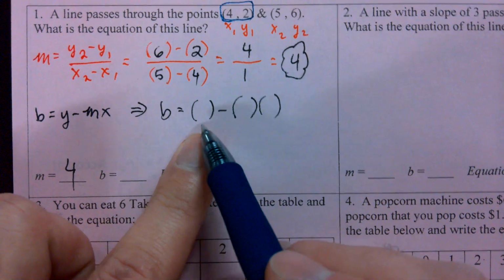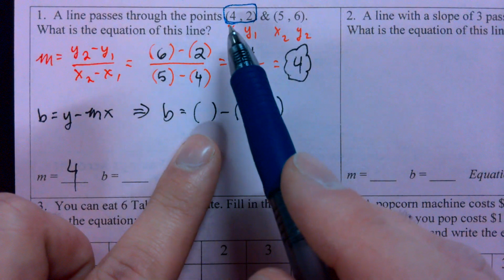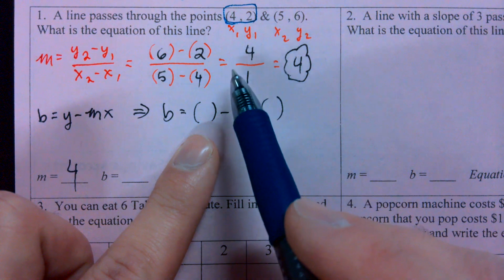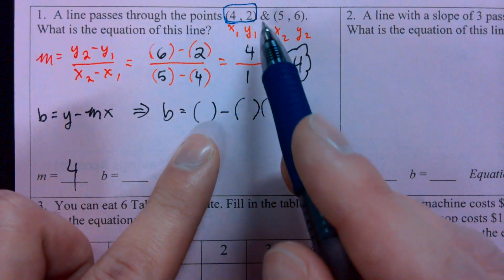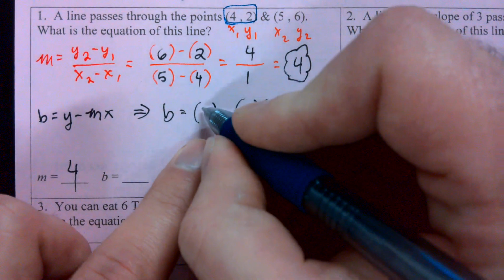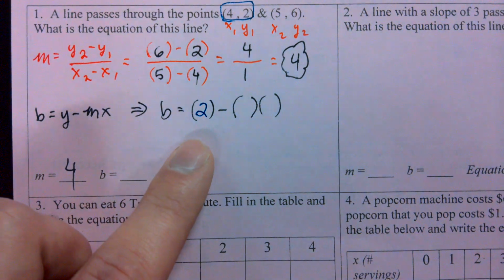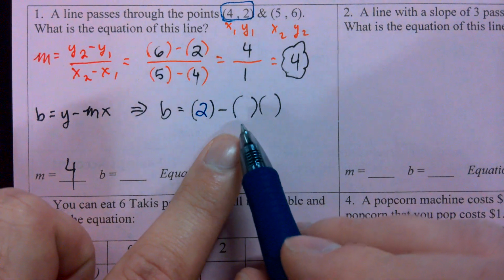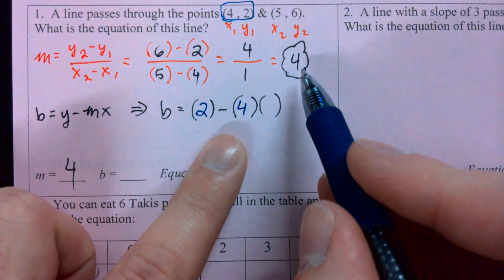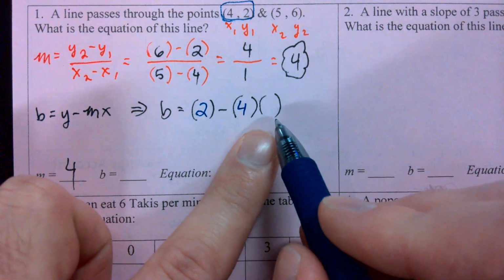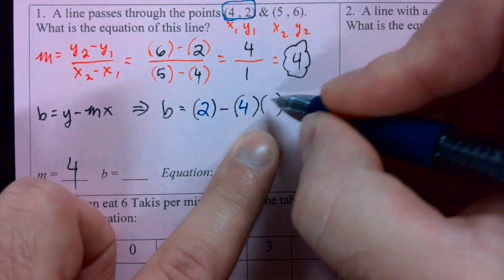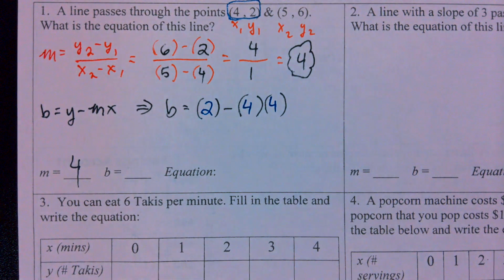So what number am I going to plug in for y here from my first point? The 4 or the 2? The 2, right? We labeled 2 as my y1, so that's what we're going to plug in for y, is 2. What number should I plug in for m? 4. That's what we just found in the first step. And what can I plug in for x? 4 again. My x1 that we labeled was 4. So I'm going to plug in my second 4 right there.